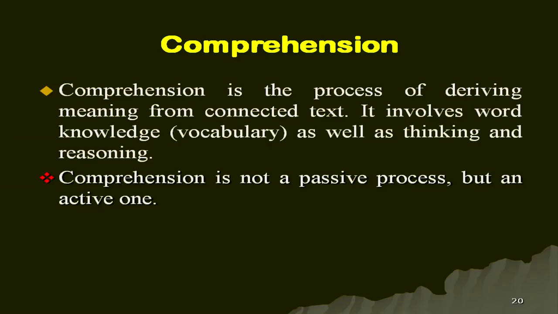So, comprehension is the ultimate goal of reading. Comprehension is the process of deriving meaning from connected text. It involves word knowledge, vocabulary, as well as thinking and reasoning. Comprehension is not a passive process, but an active one. The reader actively engages with the text to construct meaning.